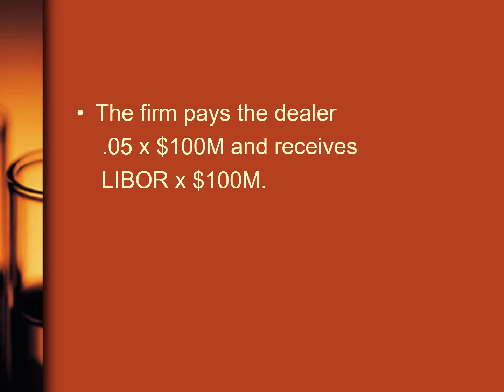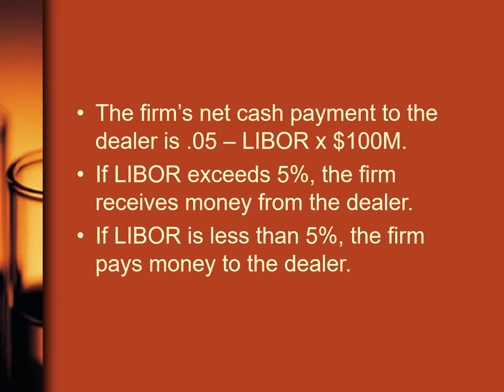So the arrangement is like this, that the firm pays the dealer 5% on $100 million and receives LIBOR rate on $100 million. So the situation is like this, that the net cash payment to the dealer is 0.05, which is the fixed rate, minus the LIBOR rate times $100 million.